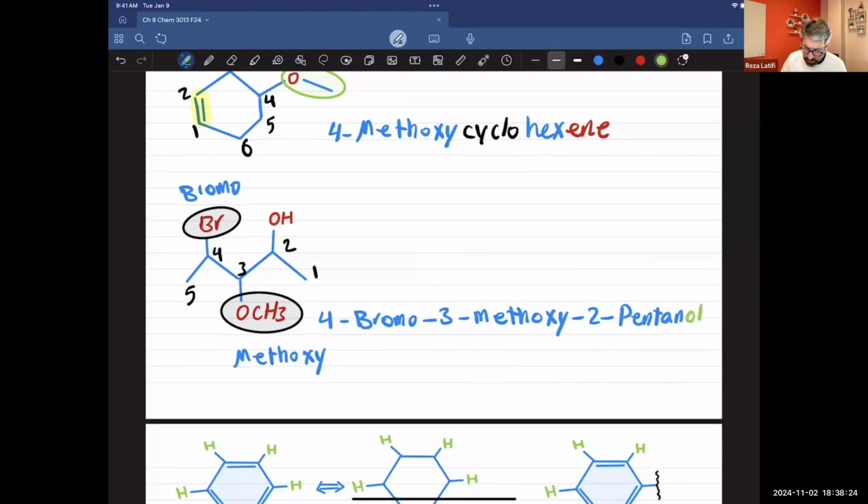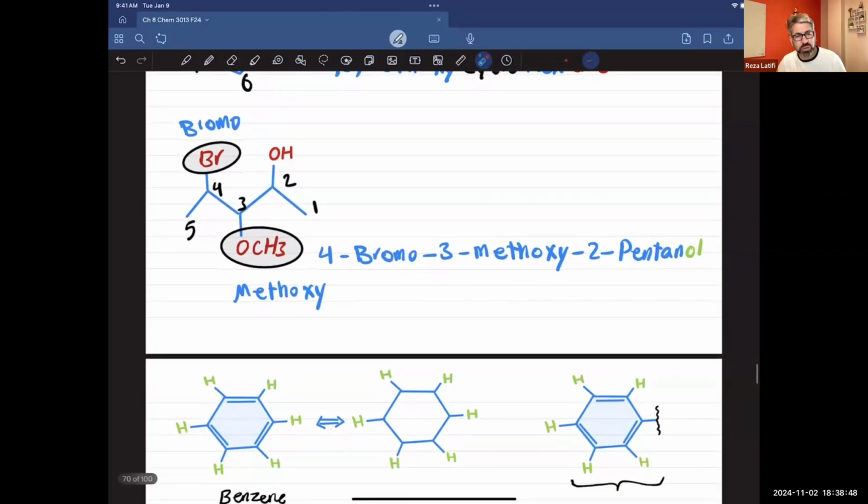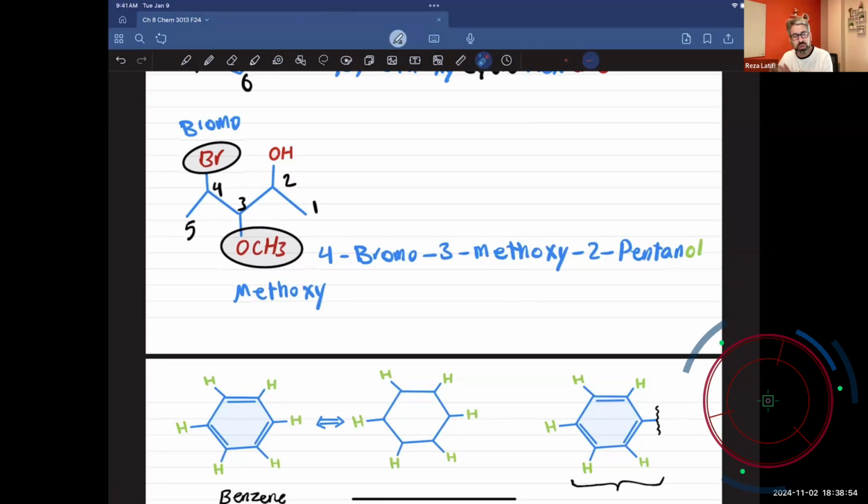Another way is to technically move the position 2 between the pentane and the OL, simply saying I have 5 carbons, so I say pen, and I'm going to put the 2 after it to show the position of the alcohol. Okay, so let's keep it as it is. So I go 4 bromo 3 methoxy 2 pentanol.